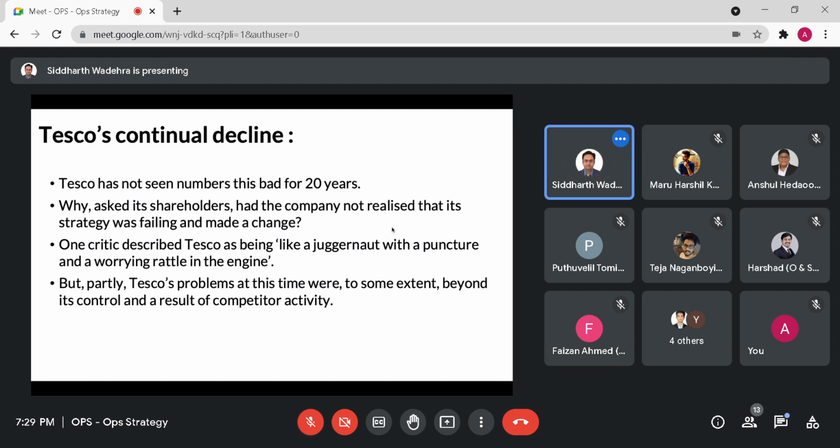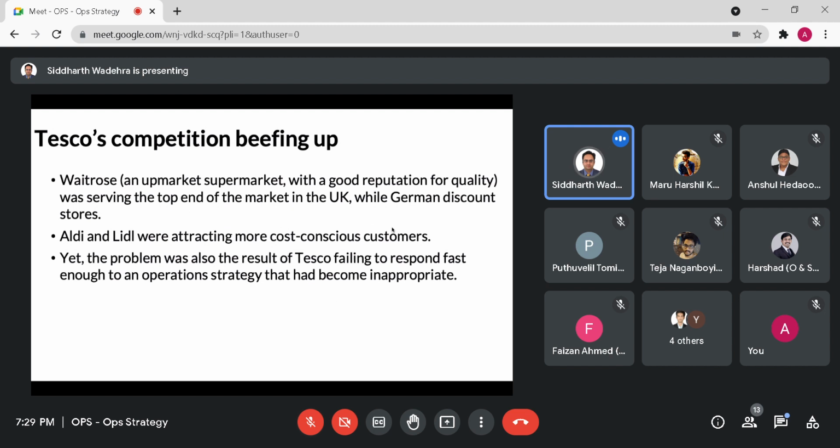To some extent, the organization also realized that it was beyond its control. When we look at a company that's not doing so well, there are so many reasons you can point out, but it was also a result of competitor activity, the competition that had been beefing up in the space. Waitrose, another supermarket brand, was looking to serve the premium segment, the top end of the market in the UK, as well as other stores.